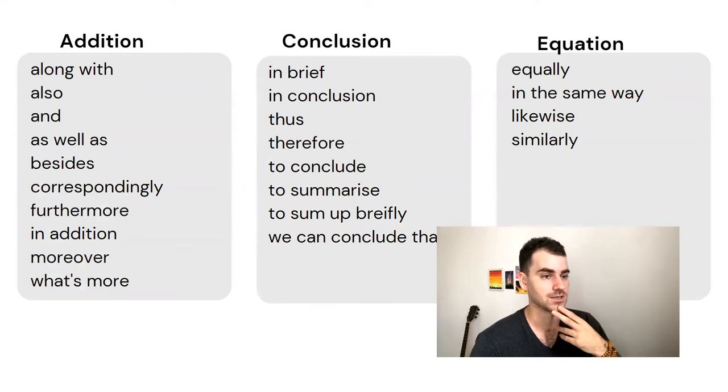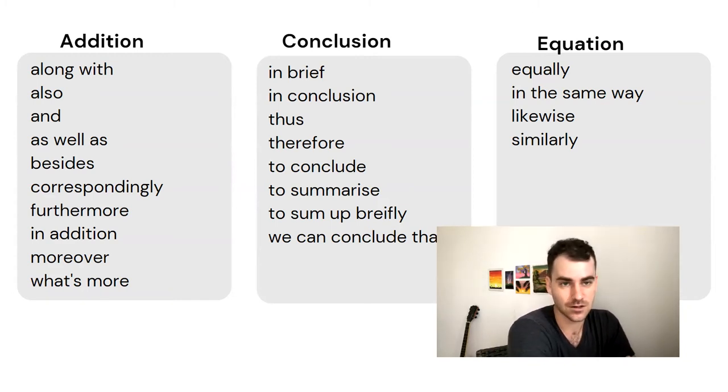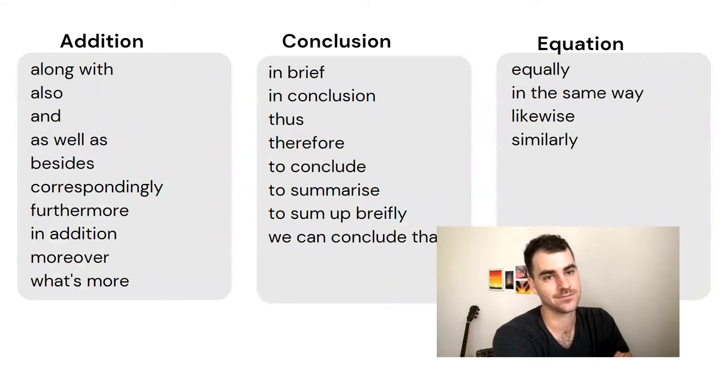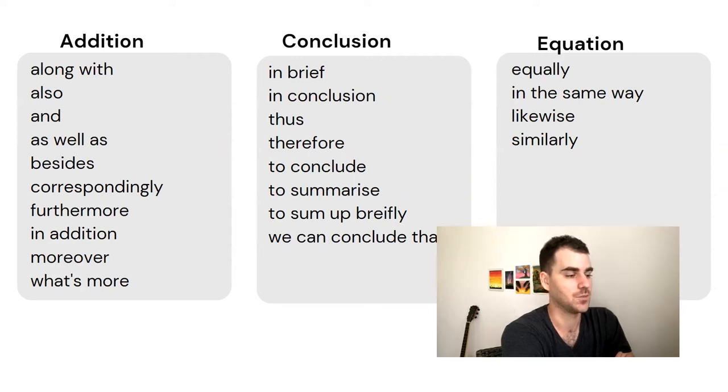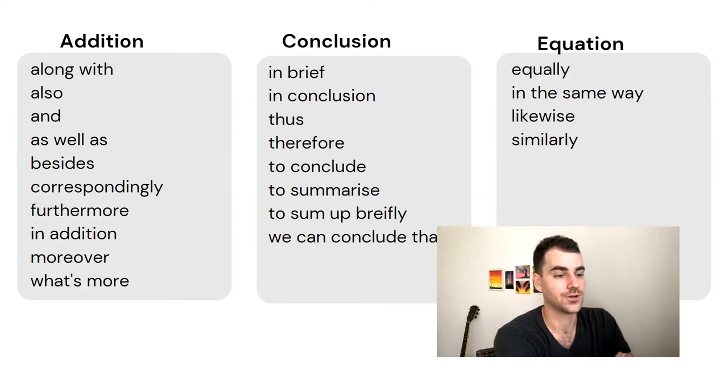And here's the chart, which tells us what category each phrase or word belongs to. You can see the words in the addition category. We all use and all the time, but maybe you want to use a different word. I can say, I like coffee and tea. Or I can use all of these other phrases. Okay, I can say, I like coffee. I also like tea. Or some of them you have to put at the beginning, like besides. You can say, besides coffee, I also like tea. Or in addition to coffee, I also like tea. Or you could say, I like coffee. And moreover, I like tea.